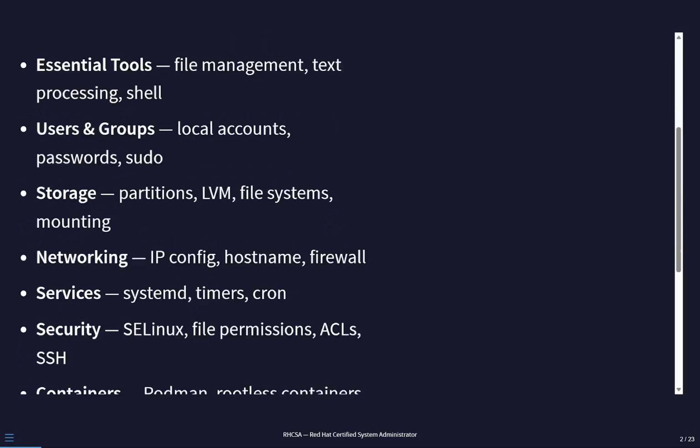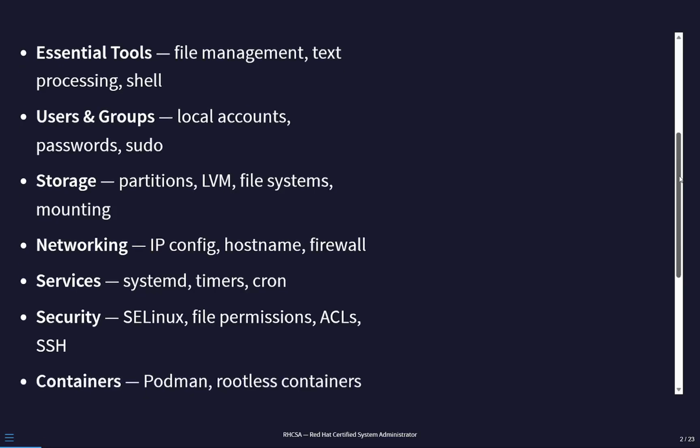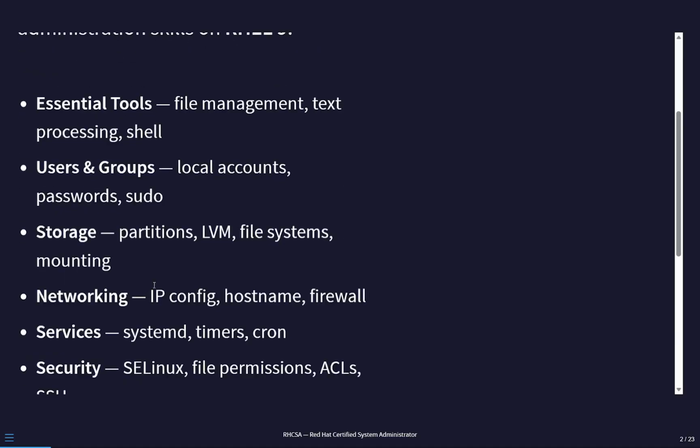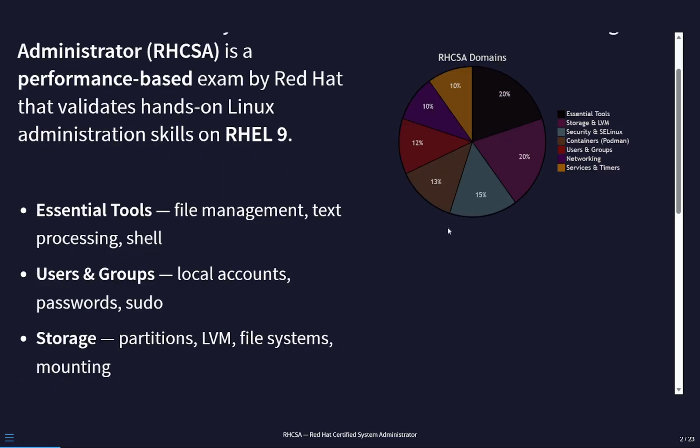Let's look at the exam's 7 domains. Essential tools at 20%: file management, text processing, the shell. Storage and LVM at 20%, the biggest technical domain. Security and SELinux at 15%. Containers with Podman at 13%. This was added in the RHEL 9 exam, and candidates often underestimate it. Users and groups at 12%. Services at 10%, and networking at 10%.